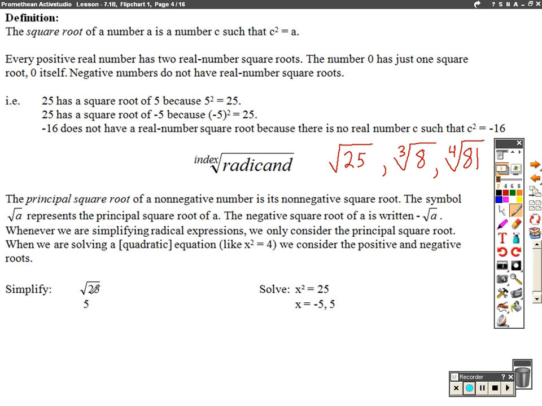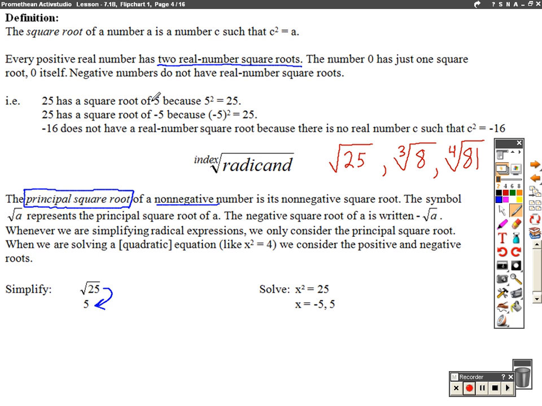Every positive real number has two real number square roots, so we could also say 25 has a square root of negative 5 because negative 5 times negative 5 gives you 25. However, whenever you're evaluating the square root of 25, you're only going to call it 5 because that's called our principal square root. So when you're simplifying a square root, you're only going to consider the principal square root, which is the non-negative number of the two. Anytime you take the square root of a number, there are two square roots, but we only declare the positive one because that's called the principal square root.